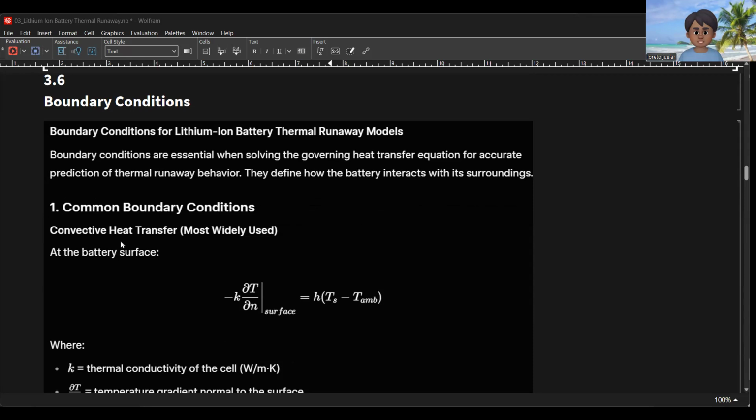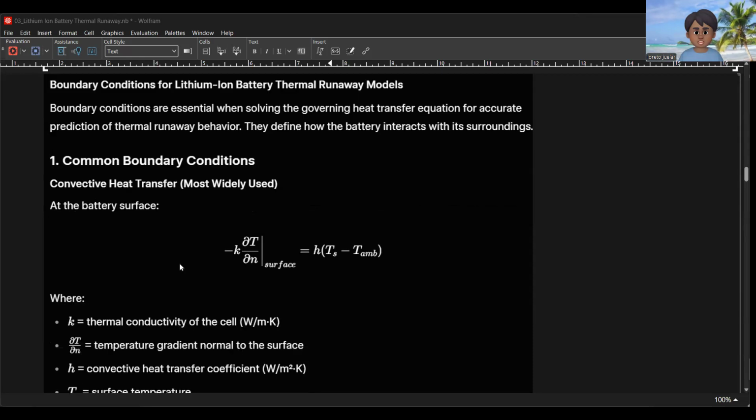So we have the convective heat transfer, mostly widely used. At the battery surface, we have the partial of the temperature with respect to n, which refers to the surface here. We have the k, the thermal conductivity of the cell, that is equal to h, the convective heat transfer coefficient, times the surface temperature minus the ambient temperature.